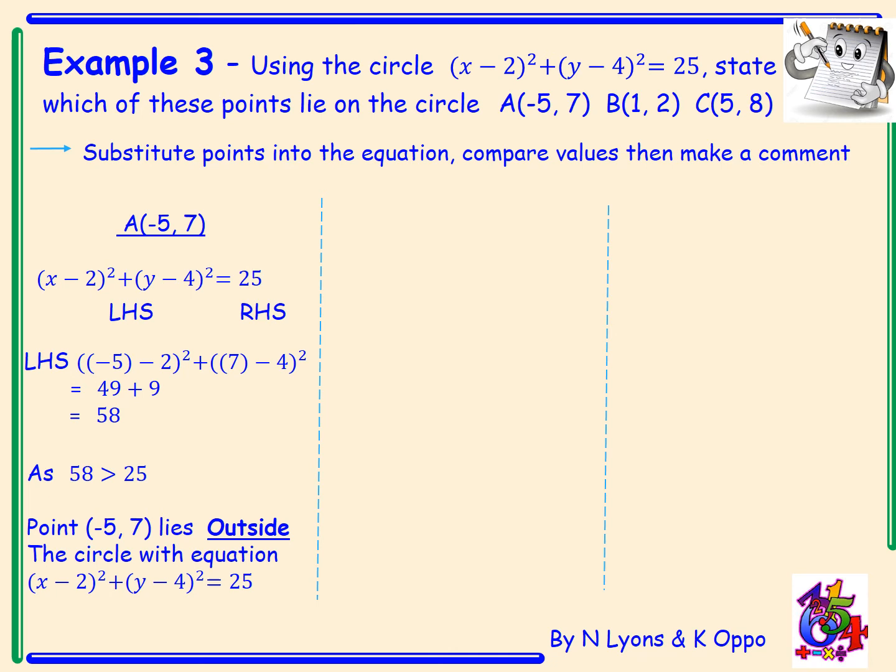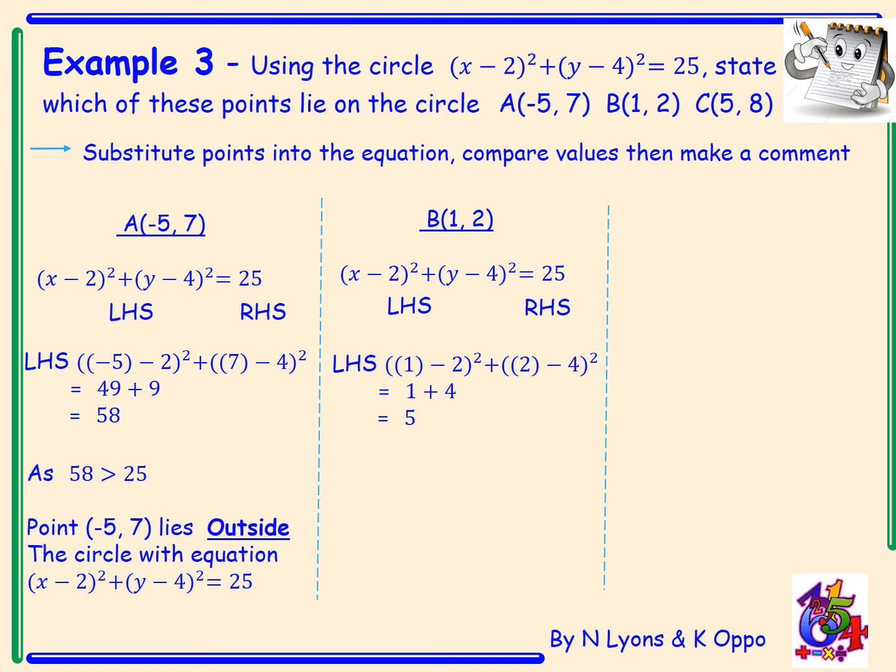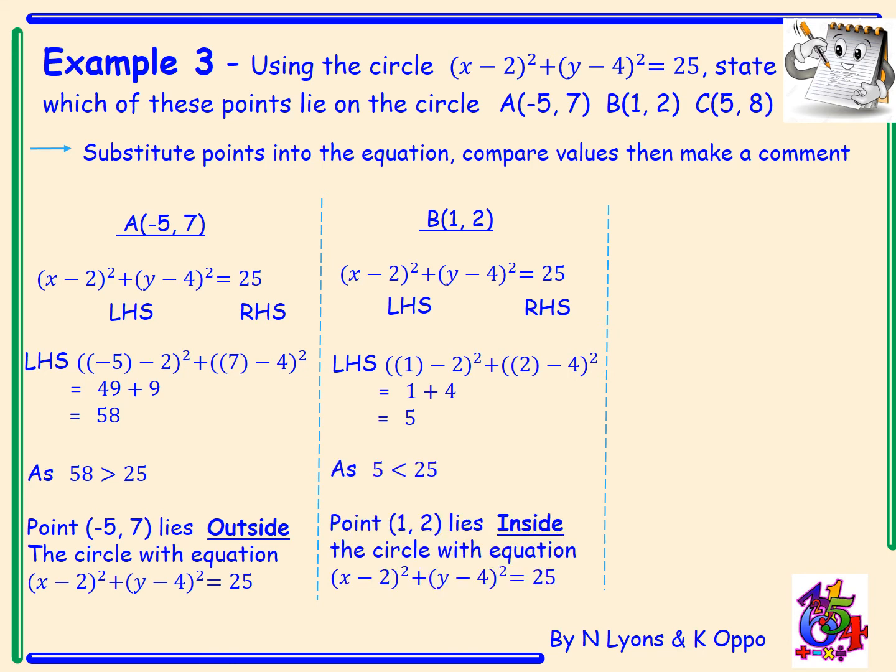Now looking at point B, which is (1, 2). Again, we're going to sub it in. We're going to replace x with 1 and y with 2 to get (1 minus 2) all squared plus (2 minus 4) all squared. This gives an answer of 1 plus 4, which is 5. So here we can see our left hand side is less than our right hand side. 5 is less than 25, therefore the point (1, 2) lies inside the circle.